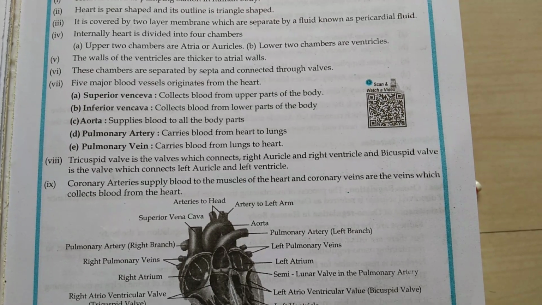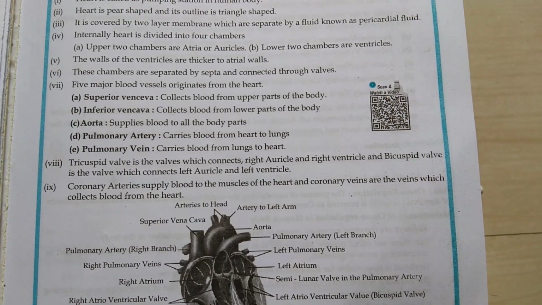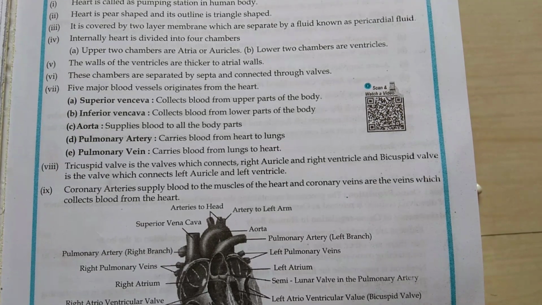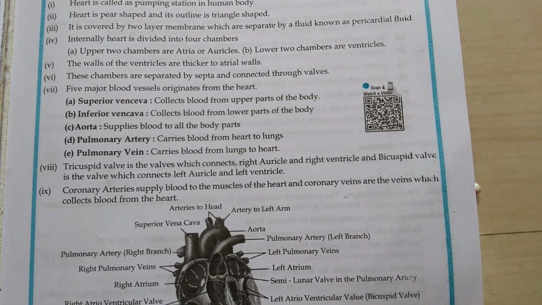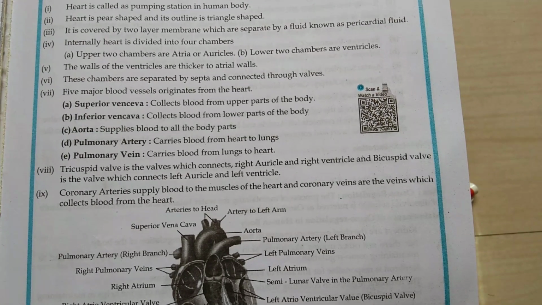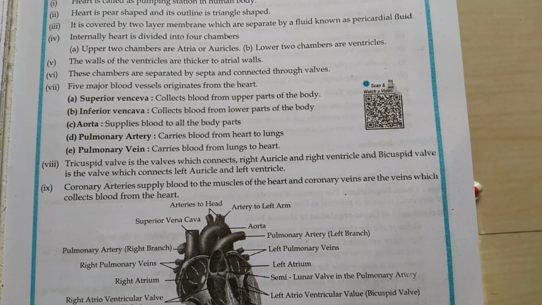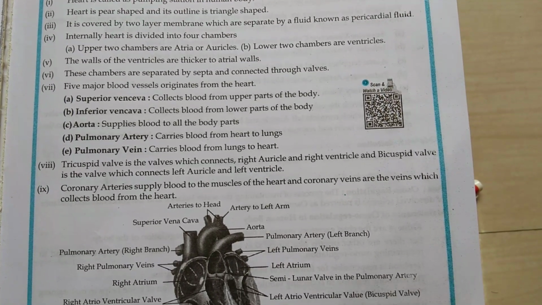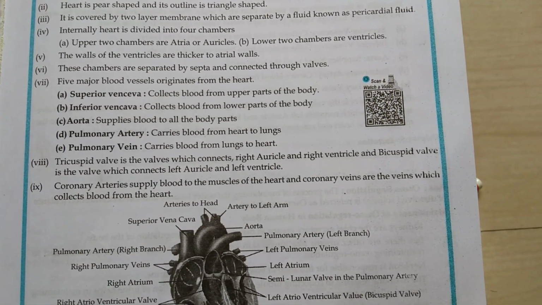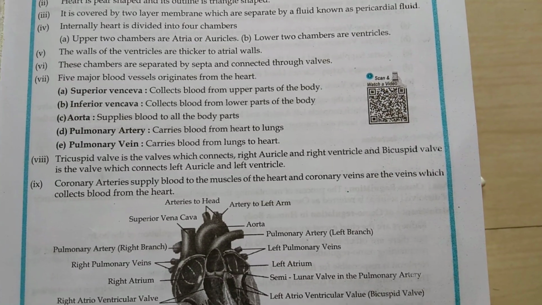5 major blood vessels originate from the heart. They are superior vena cava, inferior vena cava, aorta, pulmonary artery, pulmonary vein. Superior vena cava collects blood from upper parts of the body. Inferior vena cava collects blood from lower parts of the body. Aorta supplies blood to all body parts. Pulmonary artery carries blood from heart to lungs. Pulmonary vein carries blood from lungs to heart.